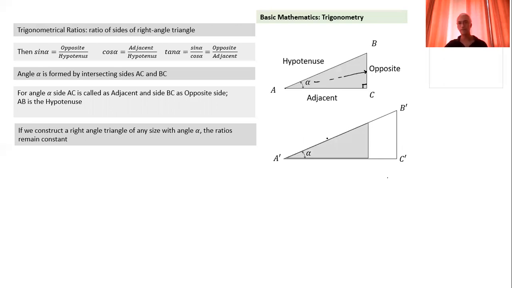Let's understand why. To understand this point, I shifted this triangle onto the larger triangle, keeping this the same. You notice angle alpha is the same, hence the sides are overlapping each other.